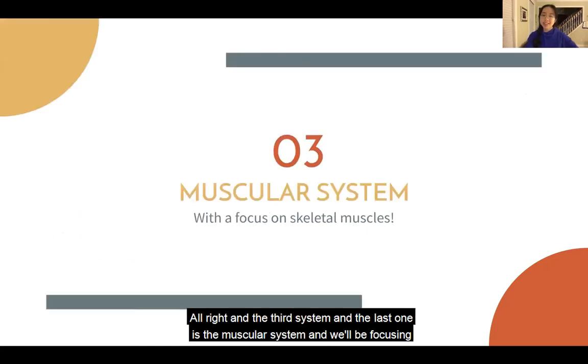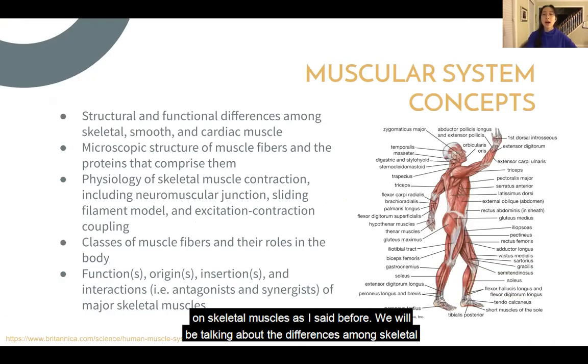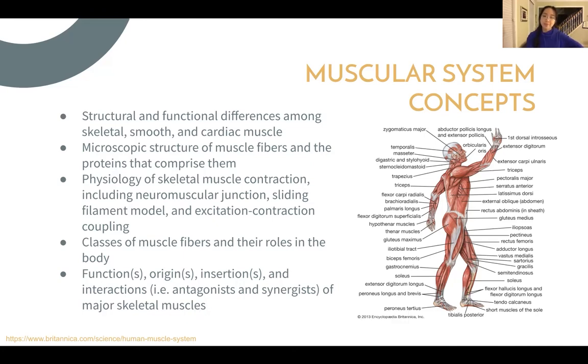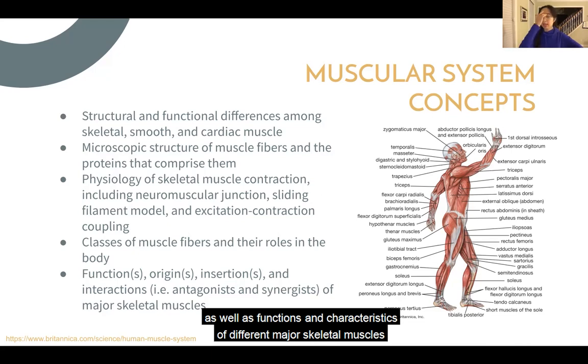All right, and the third system and the last one is the muscular system, and we'll be focusing on skeletal muscles, as I said before. We will be talking about the differences among skeletal, smooth, and cardiac muscle, which are the three different types of muscle found in the body, the microscopic structure of muscle fibers, and the physiology of how they contract, as well as functions and characteristics of different major skeletal muscles throughout the body.